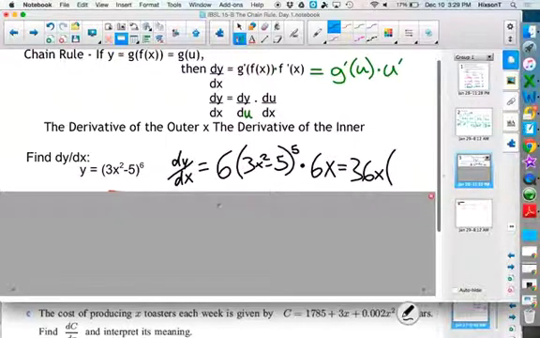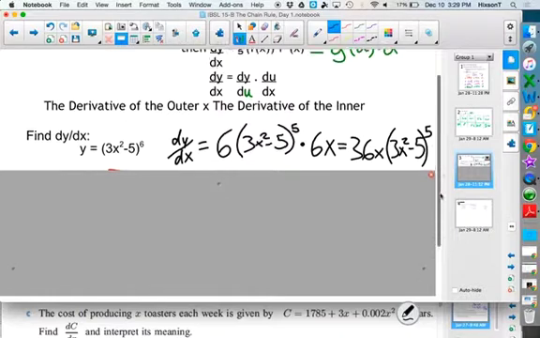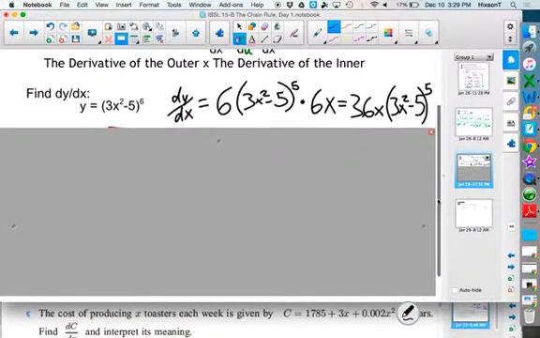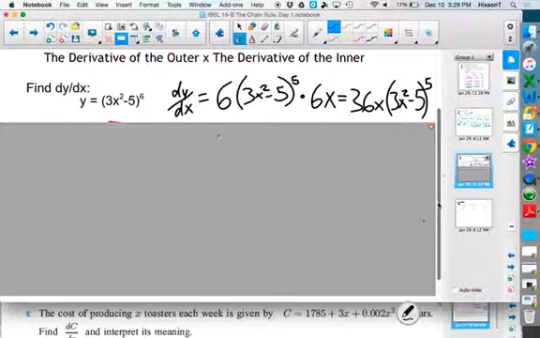We should simplify what we can. 36x times 3x squared minus 5 to the fifth. Do not FOIL that out. Okay? Took way too long. That would just be awful if we messed up. You guys know how to do the binomial expansion. It's not that terrible, it's just unnecessary. I would still be crying. Does anyone have a question about what we've done here on this first one?